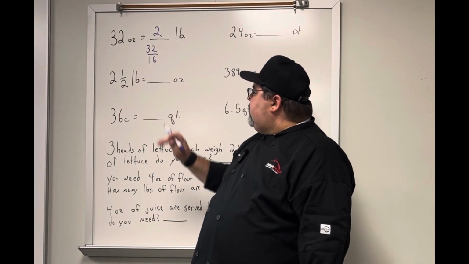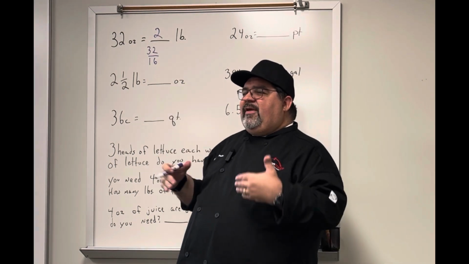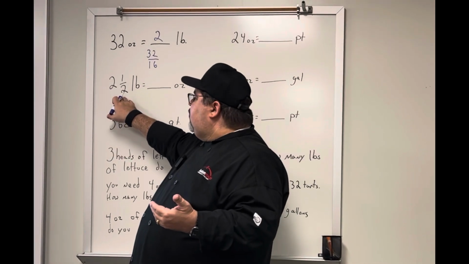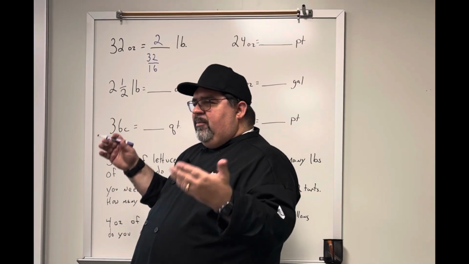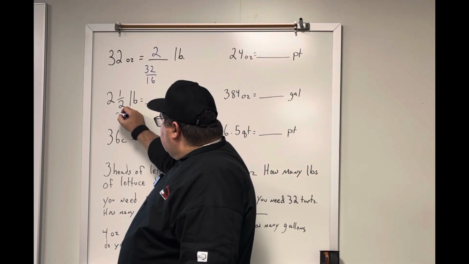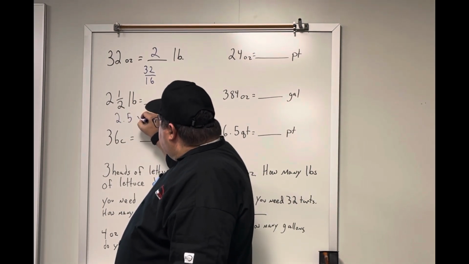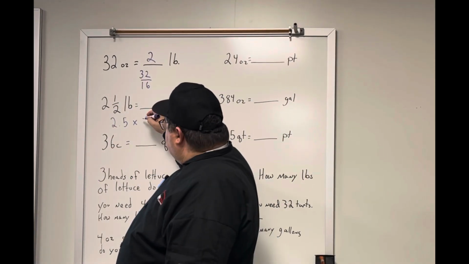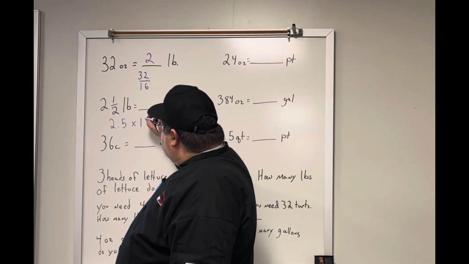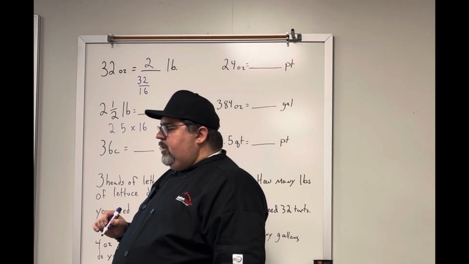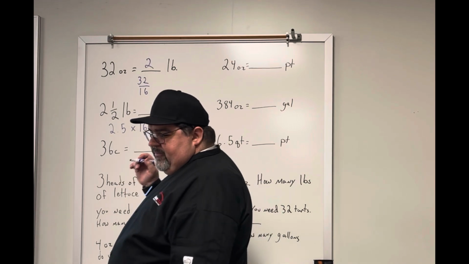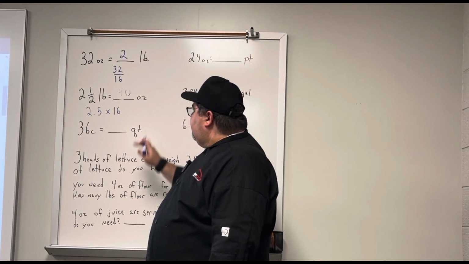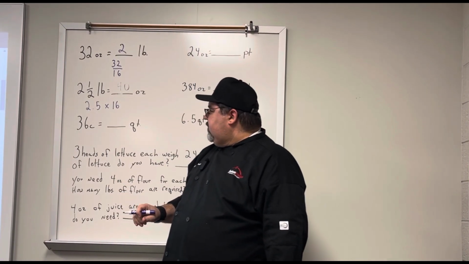So next we have pounds to ounces. For this, it's a multiplication problem rather than a division problem. So we're going to do 2.5 pounds. 2.5 times the number of ounces in a pound, which is 16. So 2.5 times 16. We're going to do that math problem, and that's going to give us the answer of 40 ounces. 40 ounces is 2.5 pounds.